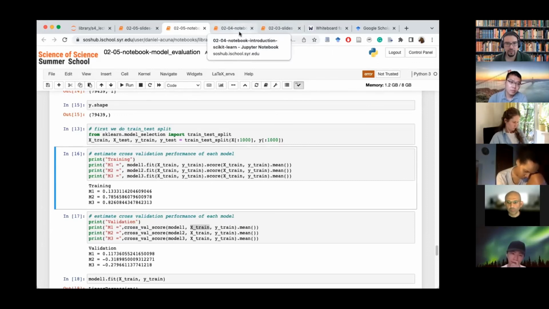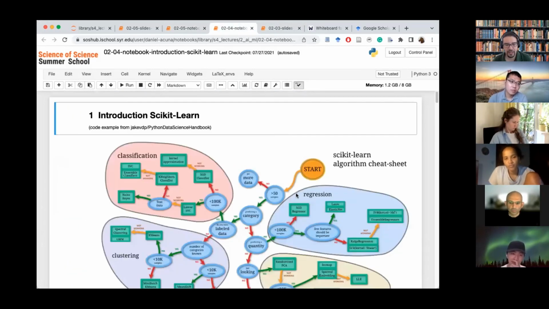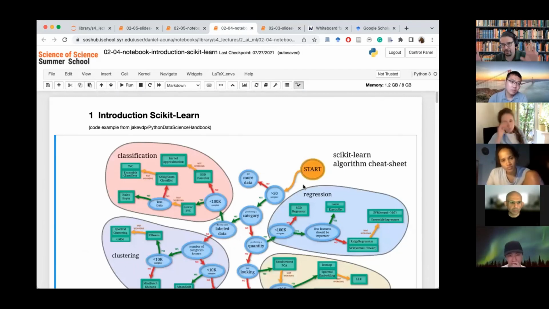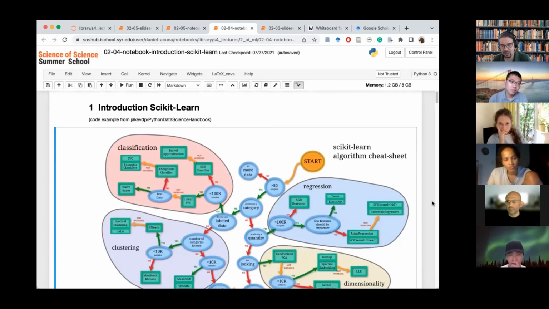Okay, there is another notebook about scikit-learn that I borrowed from the book by Jake. It goes through more than just supervised learning. It goes through unsupervised learning as well, but the data sets are not related to science of science.